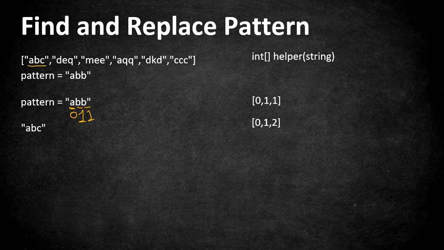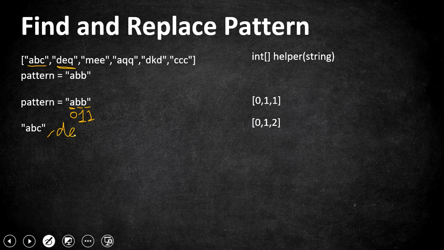So moving on to our second word in the list, which is DEQ, which again follows the same pattern as that of ABC, because all three characters are different and each has its own position as the starting position. So its value is also going to be 0, 1, 2. So the next word in the list is going to be MEE.